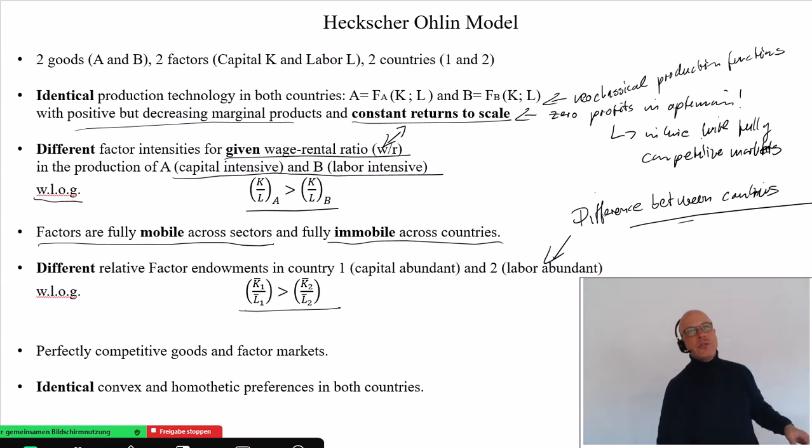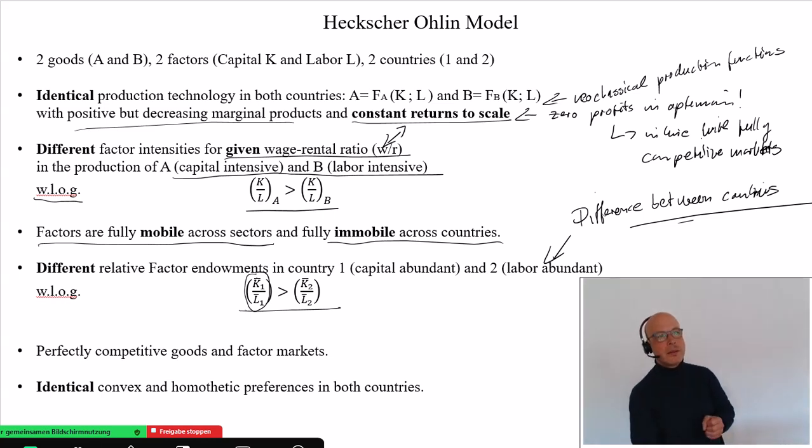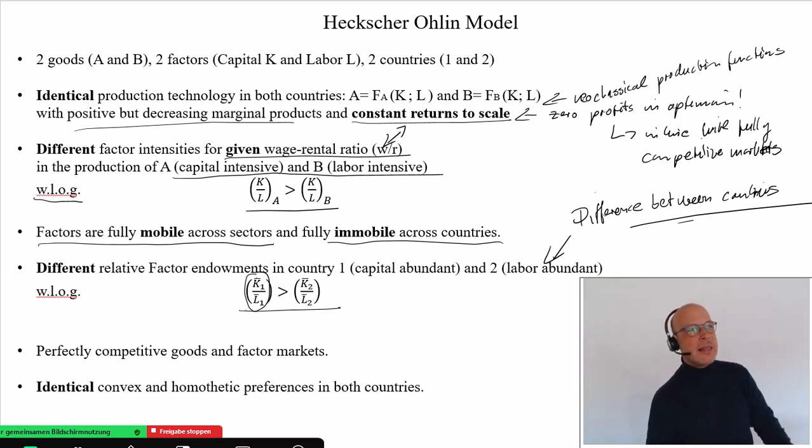So one country should have, and again, it is crucial that we do not argue in absolute terms, but only in relative terms, as we have done in the Ricardo model when we were talking about comparative advantage. Here we now assume that the ratio of overall capital divided by labor is in one country larger than in the other.